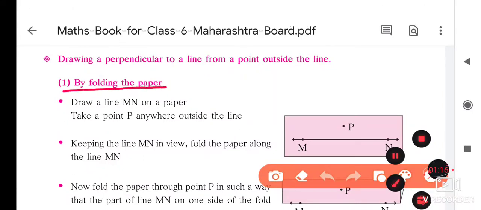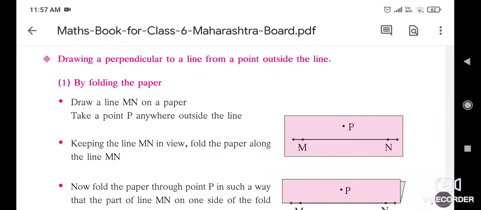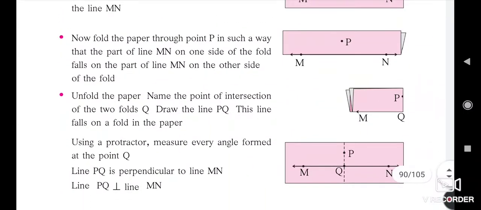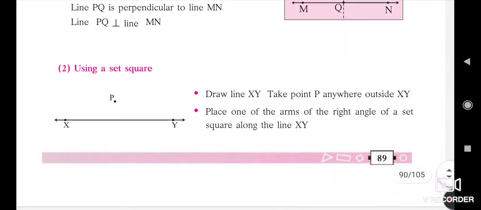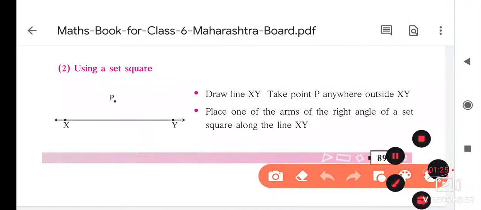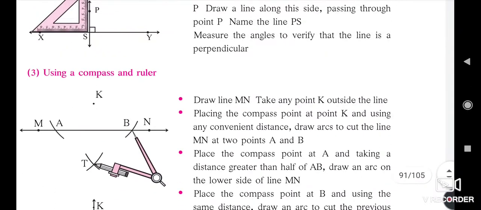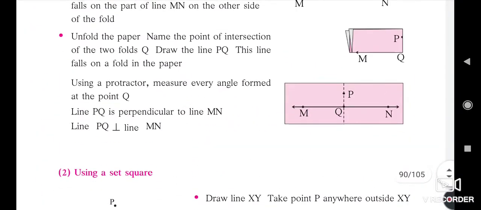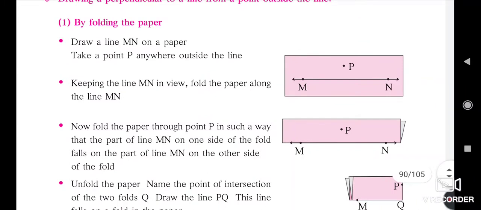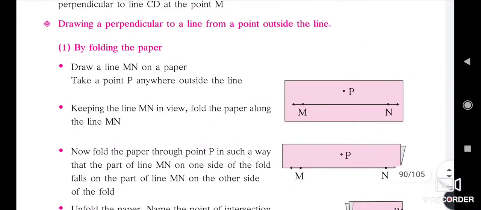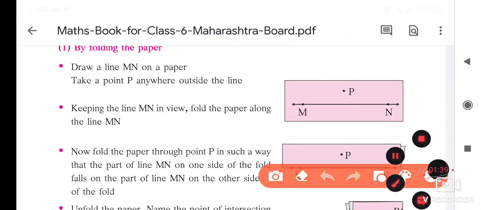The first method is by folding the paper. For that we have to do the activity and complete it. The second method is by using a set square, and the third method is by using a compass. So we will see these three methods in today's lecture. Let's start with the first, that is by folding the paper.